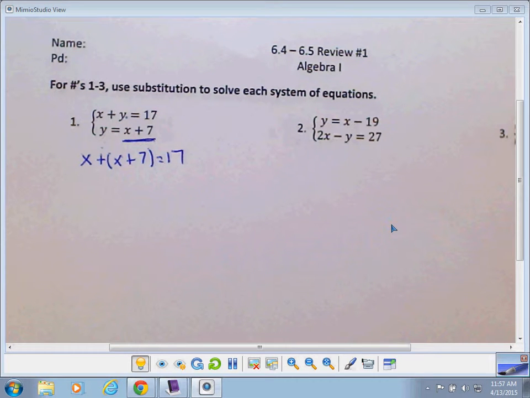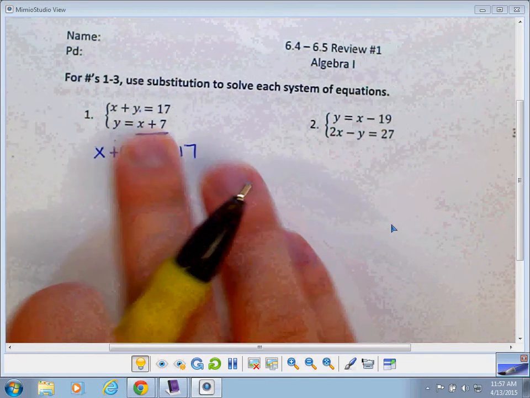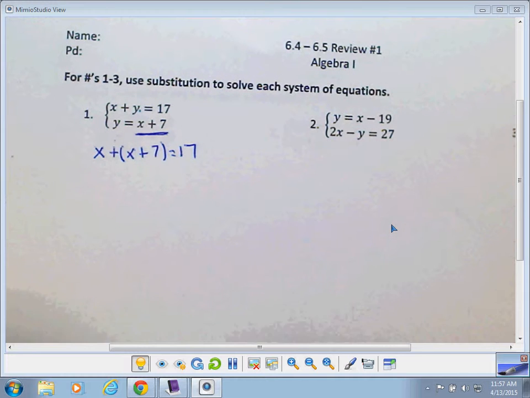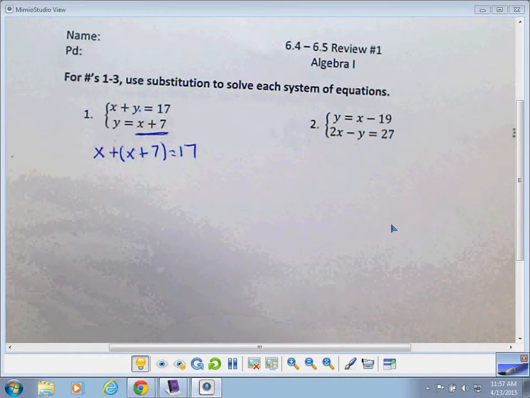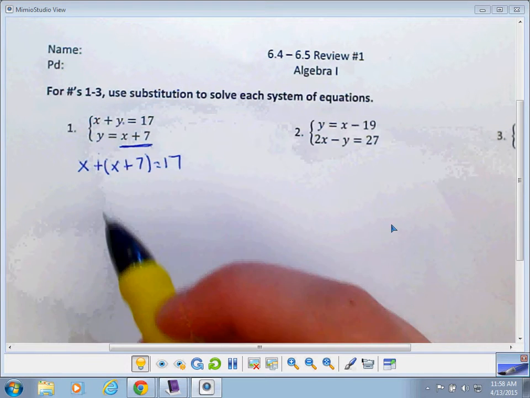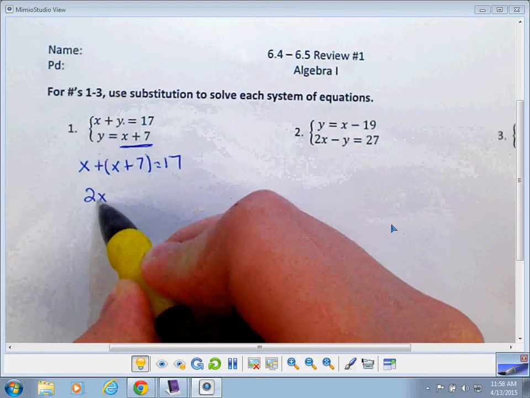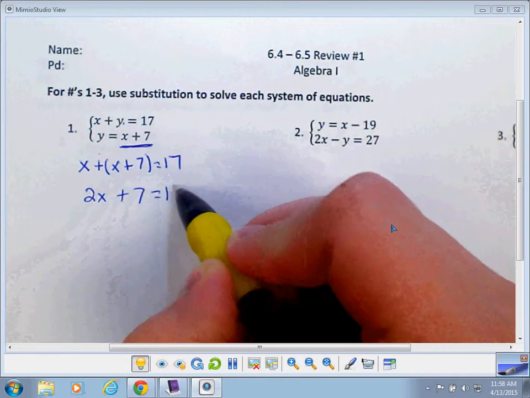It will help to always put parentheses around it, just in case you end up having to multiply this by a number or like a negative one or something like that, so that you're keeping an eye on what you're actually distributing. So in this case, we just want to combine like terms because we're not dealing with any multiplication. So it'll be 2x plus 7 is equal to 17.